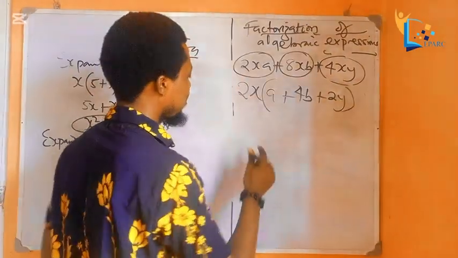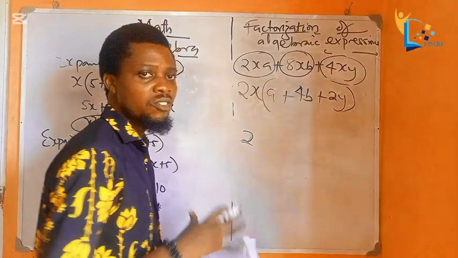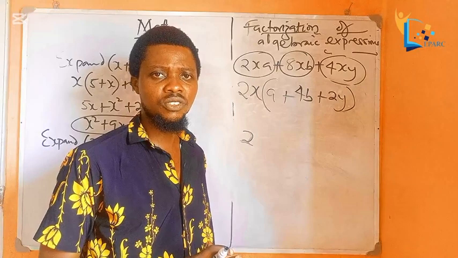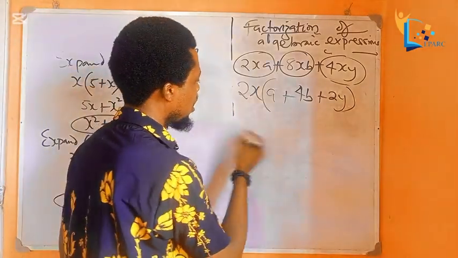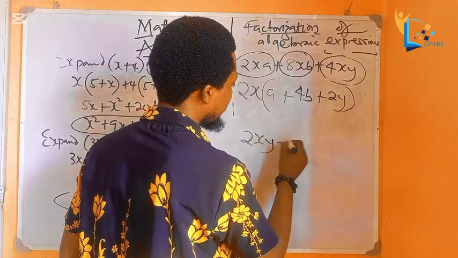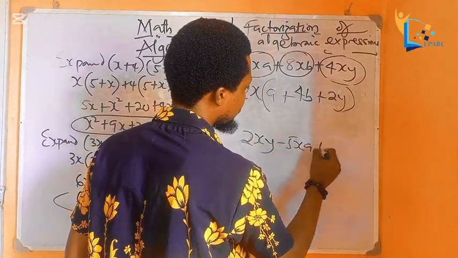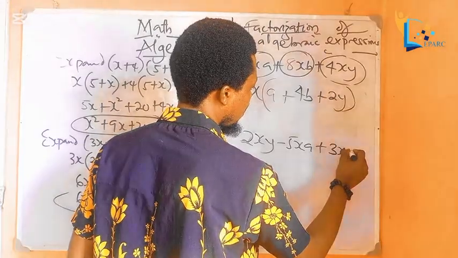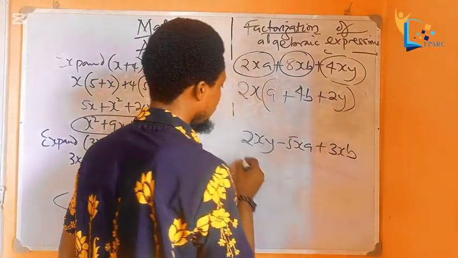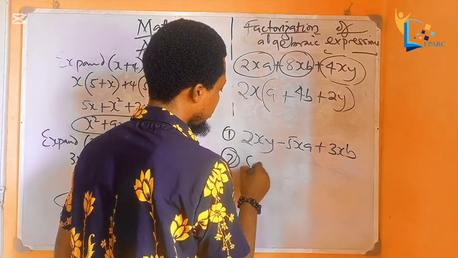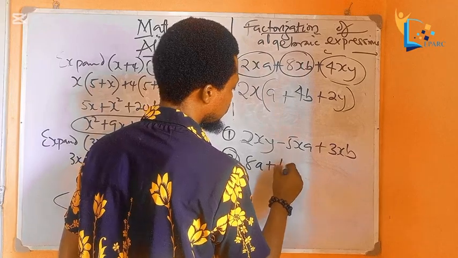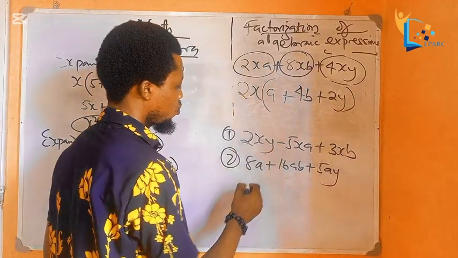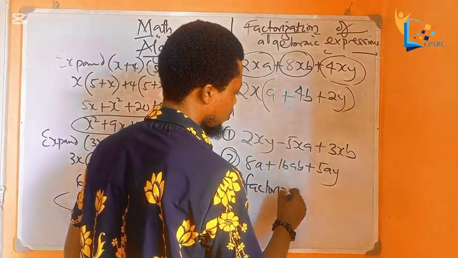See how you can practice this. This is just elementary. It's not difficult. These are simple algebraic expressions, simple operations on algebraic expressions. So let's say 2xy minus 5xa plus 3xb. Then we have 8a plus 16ab plus 5ay. So factorize this. Just practice it on your own.